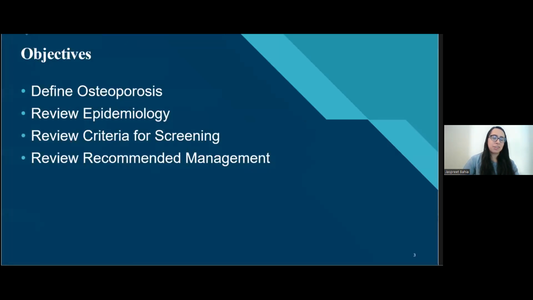So my objectives for today are to define osteoporosis, review the epidemiology, review criteria for screening, and review recommended management.